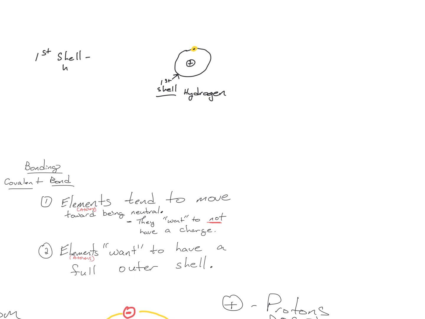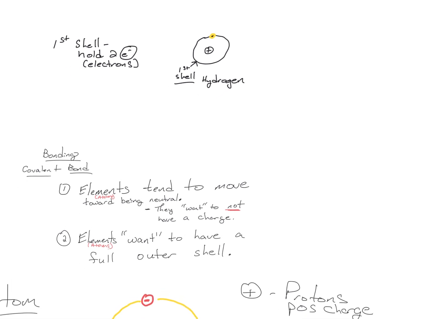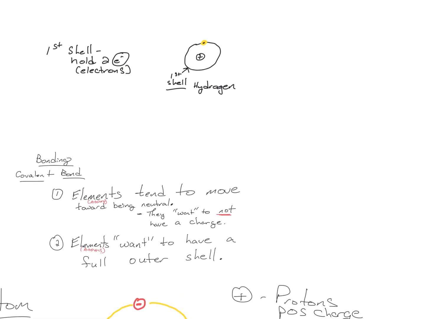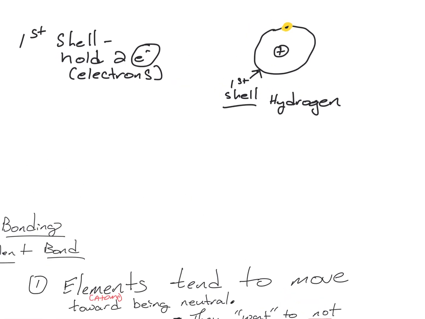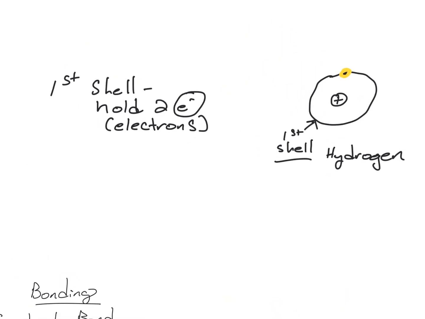The first shell can hold 2 electrons. The first shell can hold 2 electrons. Are we good? Yeah. The first shell can hold 2 electrons.